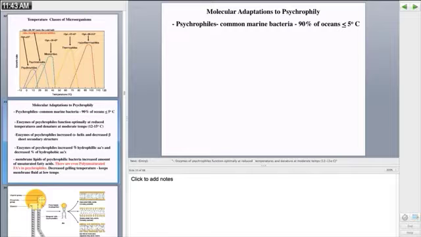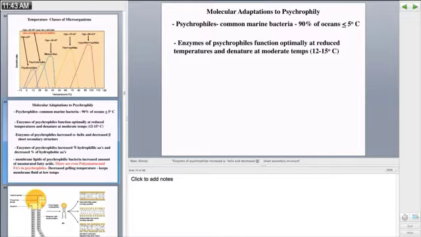So what are some of the adaptations to these different temperatures that allow bacteria to survive and thrive at these temperatures? So we'll start out cold. We'll start with the psychrophiles. As I mentioned, probably more than 90% of ocean water throughout the world is less than 5 degrees centigrade. So this is a huge domain where psychrophilic bacteria really dominate.